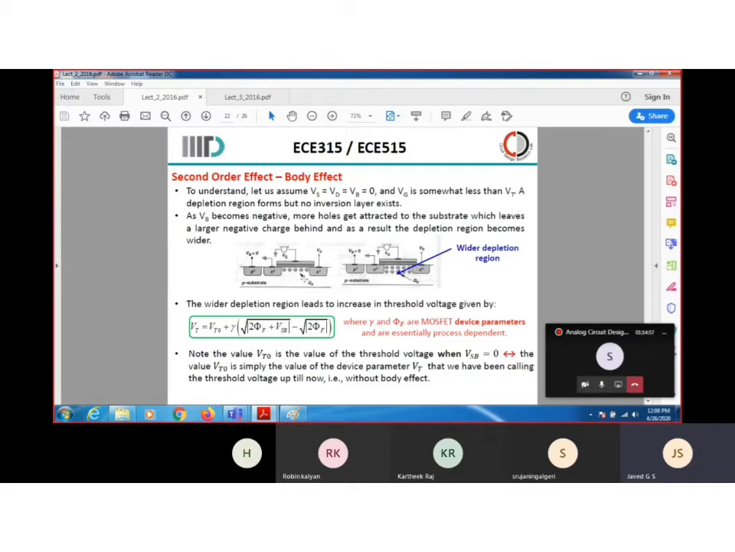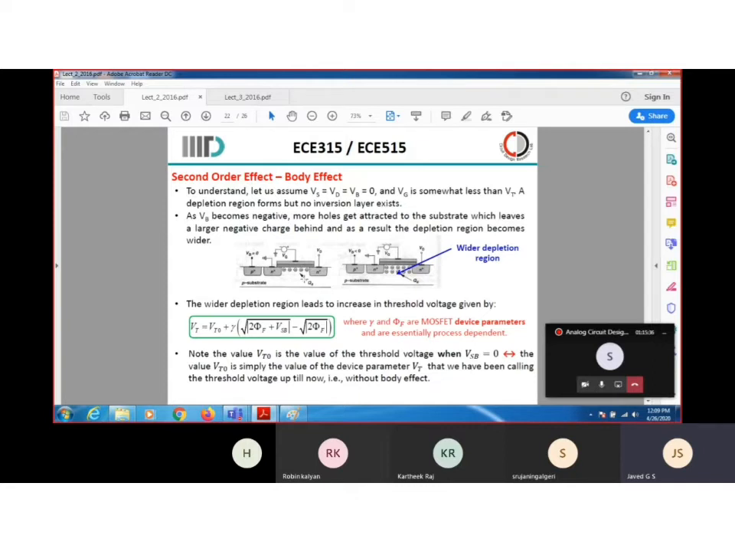So to understand, let us assume the source, drain and the bulk voltage are all at 0, and your VG is less than VT. So a depletion region will be formed, but an inversion layer will not be there. In that particular condition, as VB becomes more negative, more holes get attracted to the substrate, which leaves a larger negative charge behind. As a result, the depletion region becomes wider. This wider depletion region leads to increase in the threshold voltage.